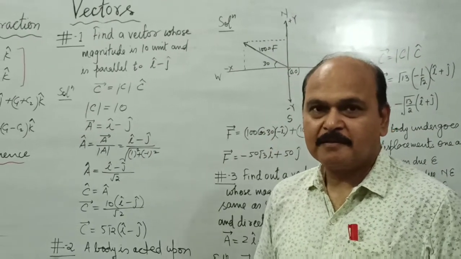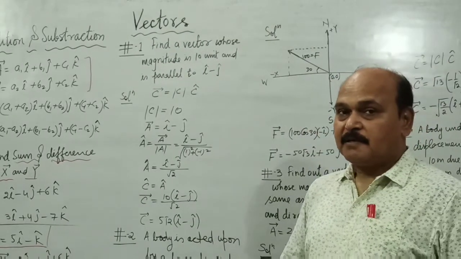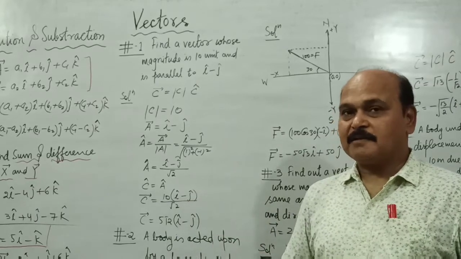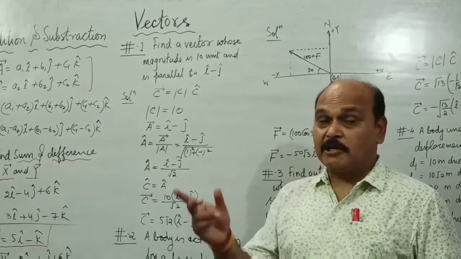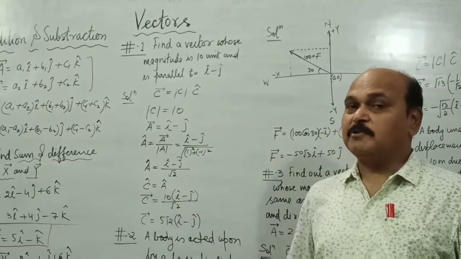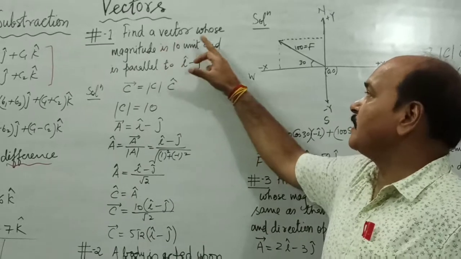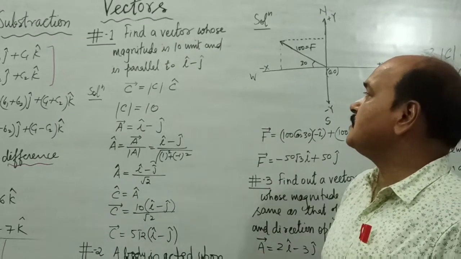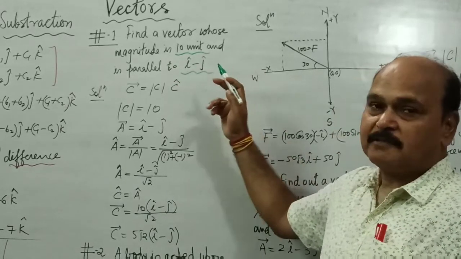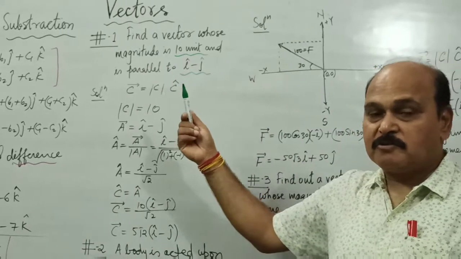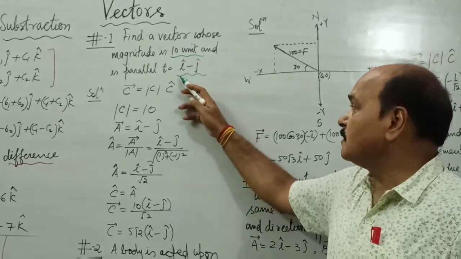A few numericals to apply what we have learned. If two vectors are in the same direction, their unit vectors are equal to each other. If two vectors are in opposite direction, their unit vectors are equal to each other with a negative sign in between them. Question number 1 is: find a vector whose magnitude is 10 units and is parallel to i minus j. We have to find a vector whose magnitude is 10 units and is parallel to this vector i minus j.